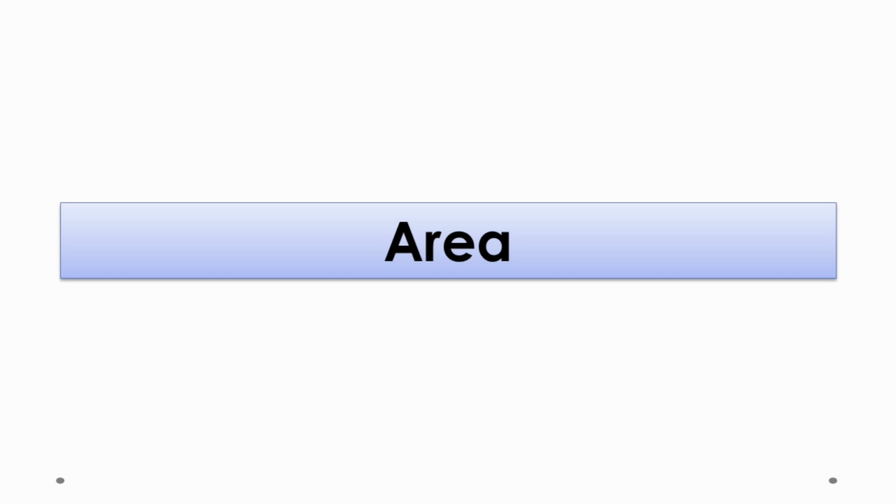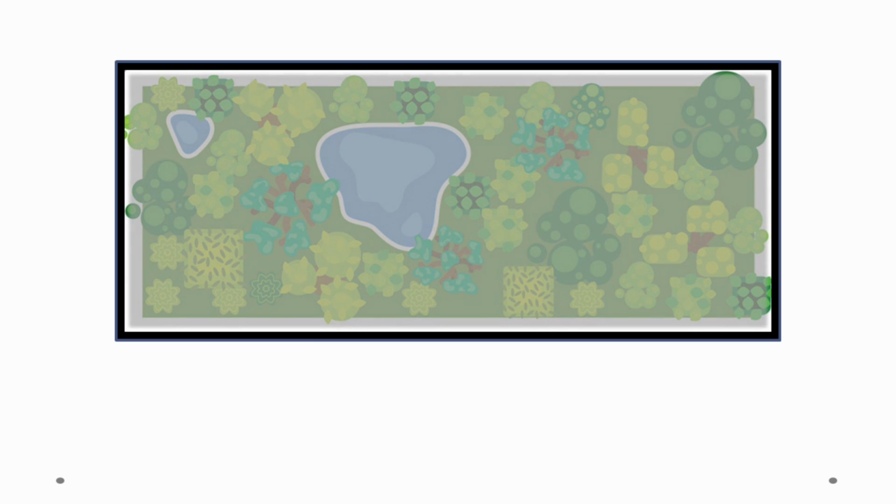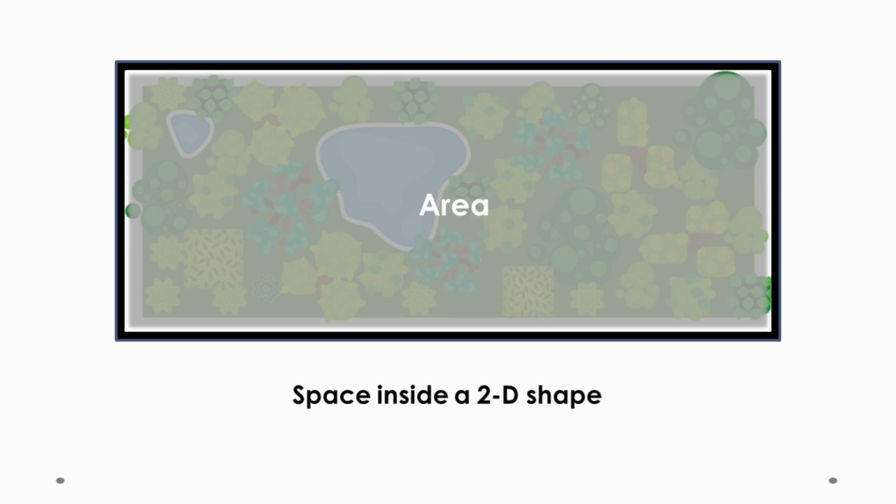Now it's time to discuss area. To understand this, let's go back to the park that we used earlier to understand perimeter. We figured out the perimeter to know the length of the fence required to cover this park. Now, if we have to redevelop this park, we would need to know the amount of space that is to be redeveloped. The space within the boundary of the park is the area of this park. We can define area as the space inside a 2D shape.